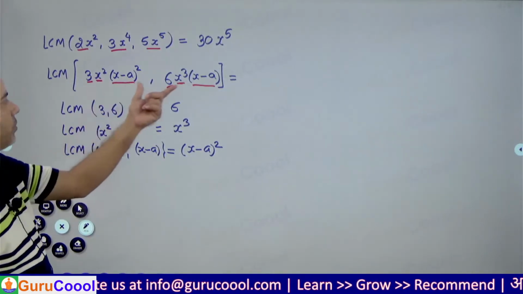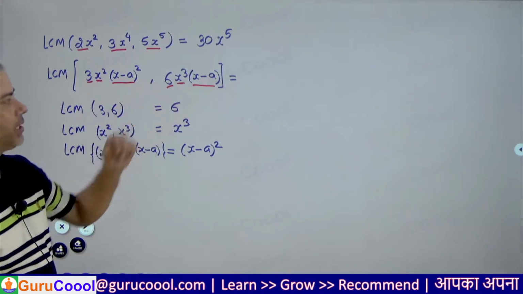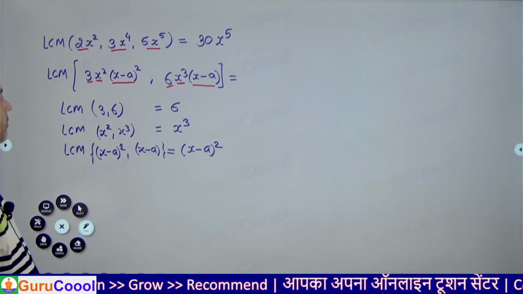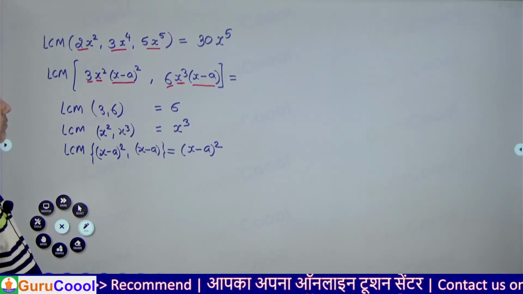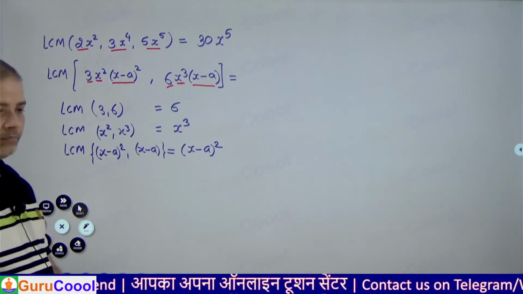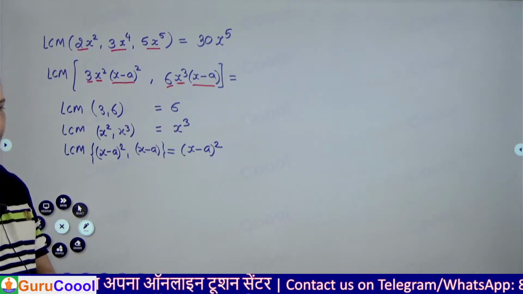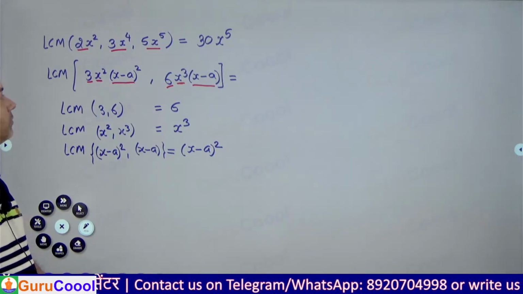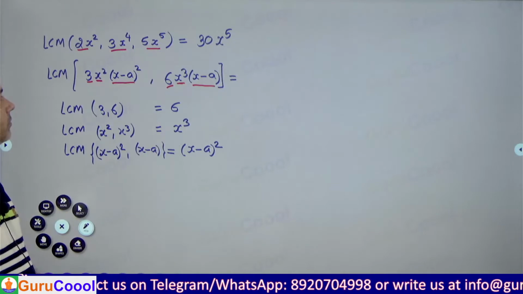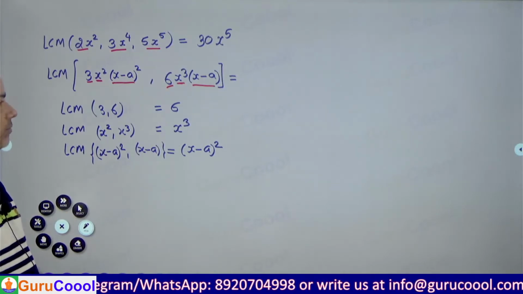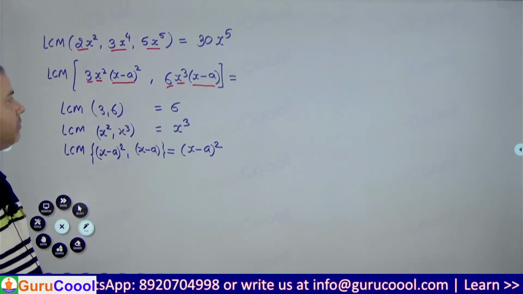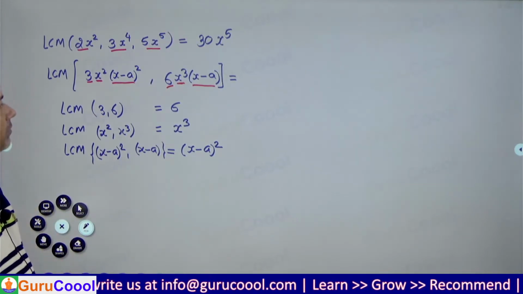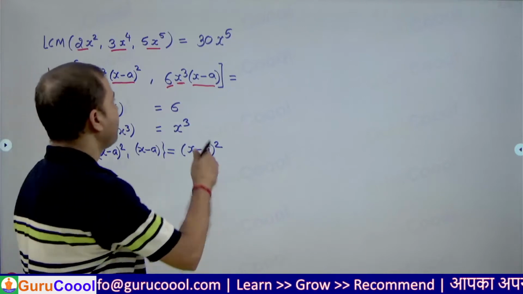Now think of these two expressions. Try to write the LCM. Tell me. Sir, 6x cube bracket x minus a whole square. Say again. 6x cube bracket x minus a whole square. That's right.